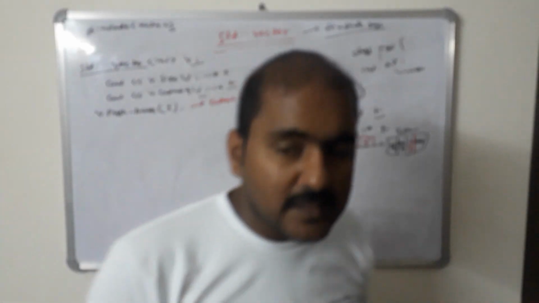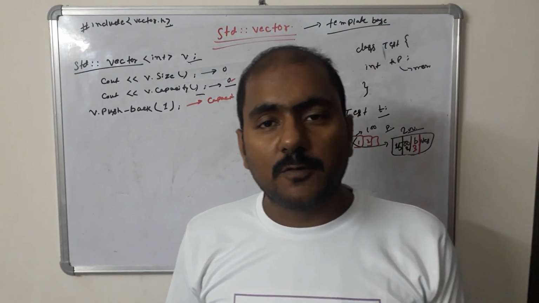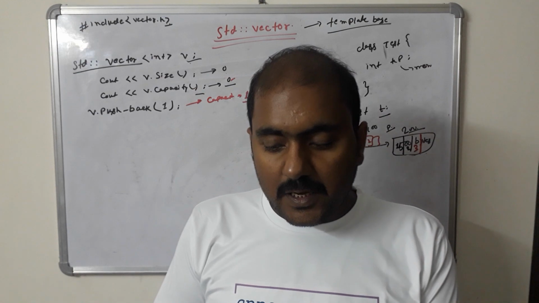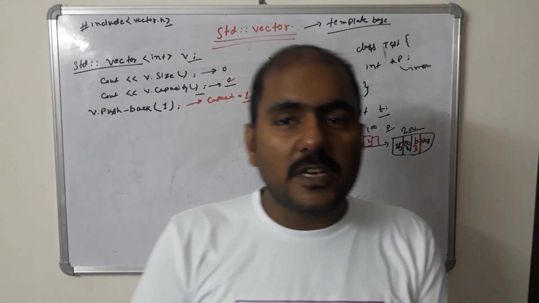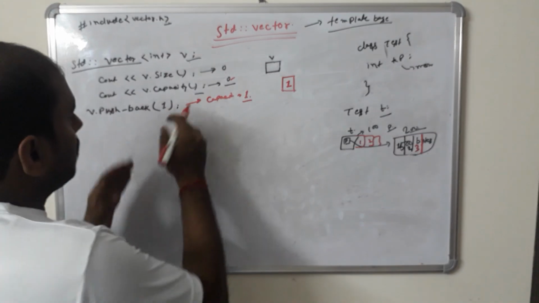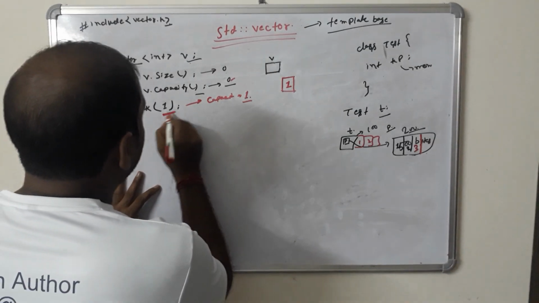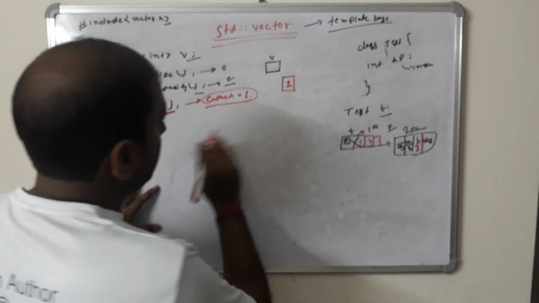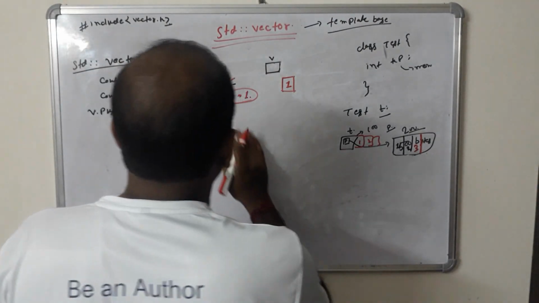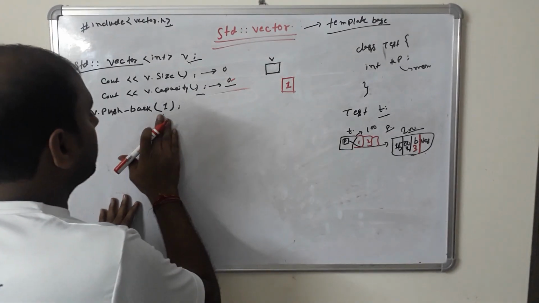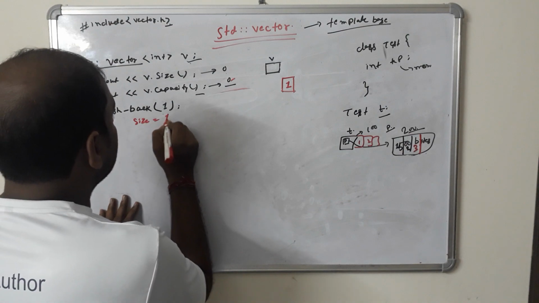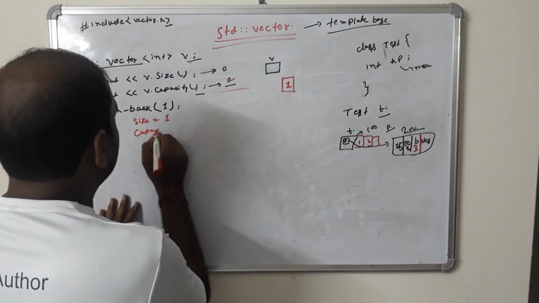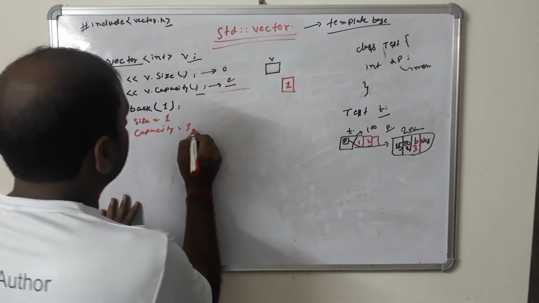So when you are inserting some data into the vector, first it will check the capacity. If it has capacity to store the elements, then only it is going to store it. So before inserting, what vector does is increase the capacity. Then it stores the 1. After this line, if I print this, size will be 1, capacity will be 1.